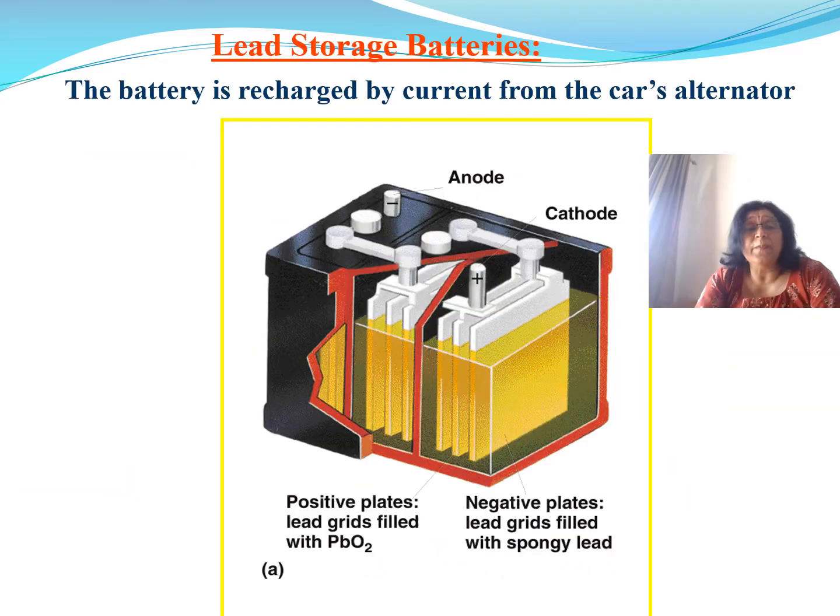Let's see how. This is a lead storage battery. In this you see there's an anode, there's a cathode. So anode is what? Negative plate. Lead grids filled with spongy lead, and cathode is positive plate. Lead grids filled with PbO2. Then the electrolyte here is.